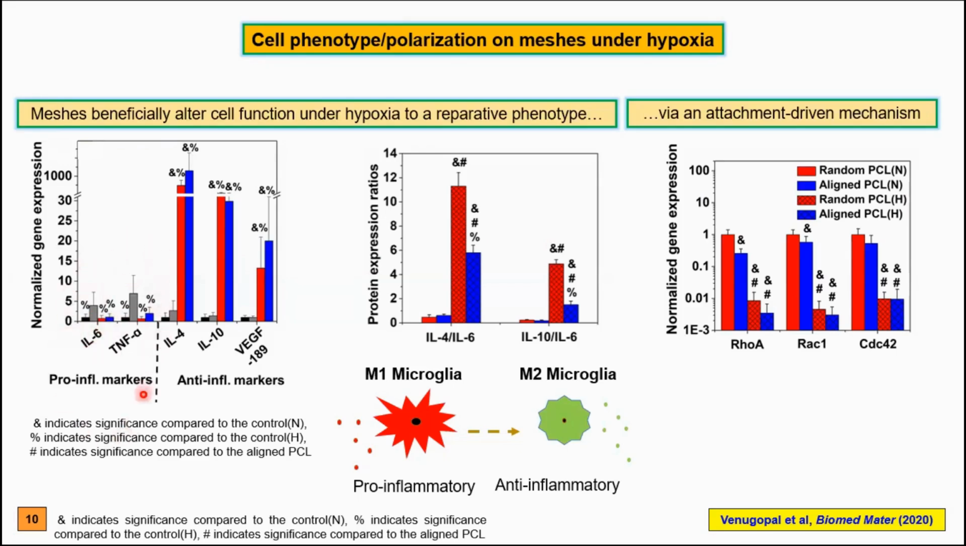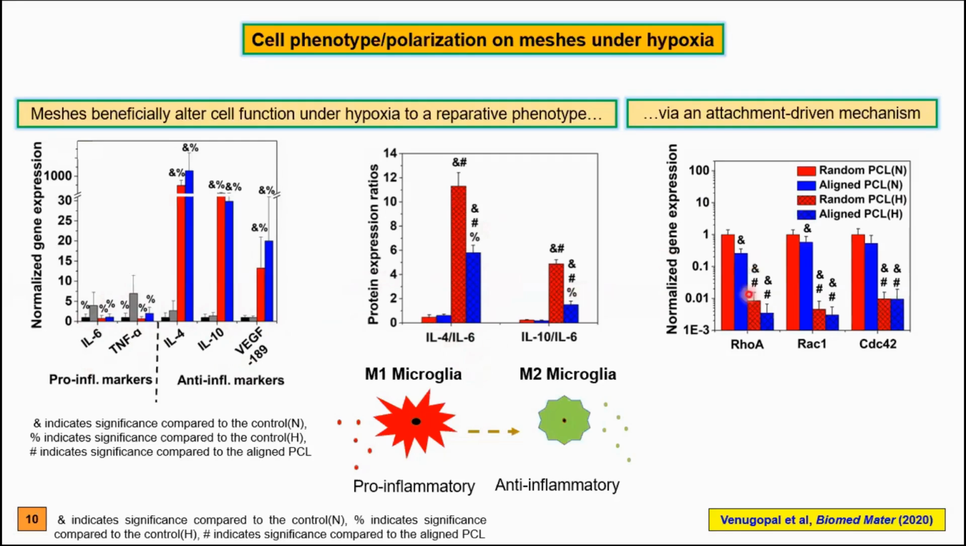not only do these meshes on their own intrinsically suppress pro-inflammatory markers, they also significantly upregulate anti-inflammatory markers. One way to visualize that in the immune cell community is to look at the M2 to M1 ratio. For example, IL-4 is a cytokine associated with the M2 anti-inflammatory phenotype, and IL-6 is a cytokine associated with the M1 pro-inflammatory phenotype. Not only are the pro-inflammatory cytokines suppressed and anti-inflammatory cytokines upregulated in the presence of meshes under hypoxic stress, we're also able to show that the M2 M1 balance is now completely switched in favor of M2 cells, which are the anti-inflammatory phenotype.